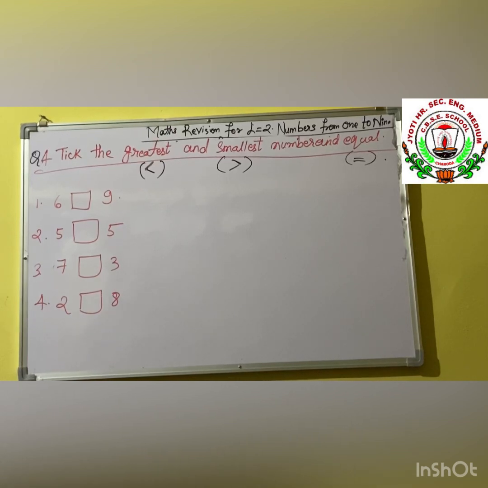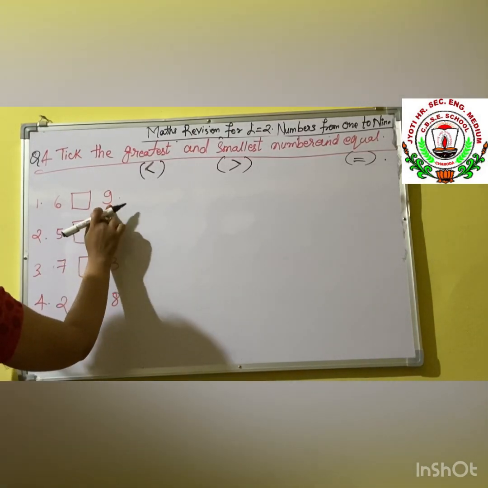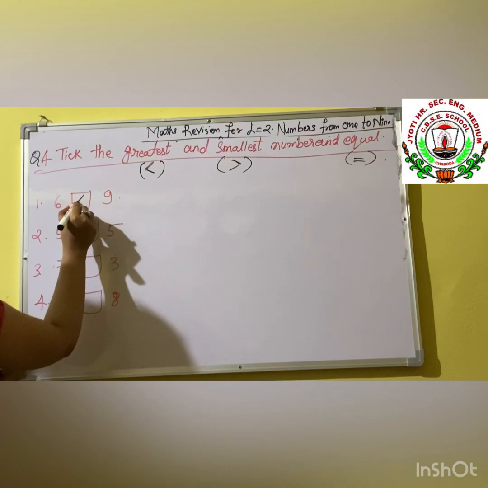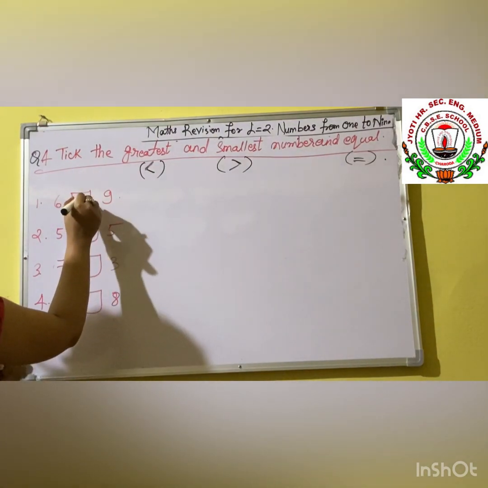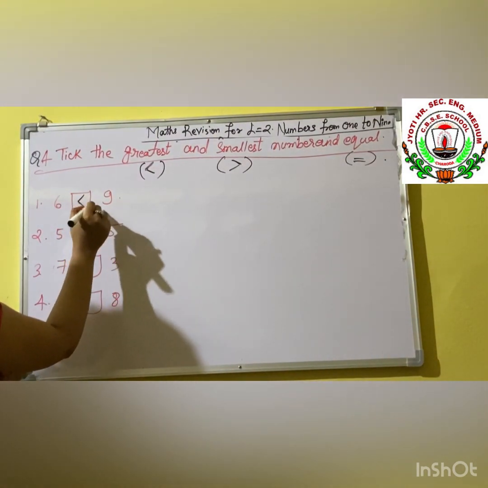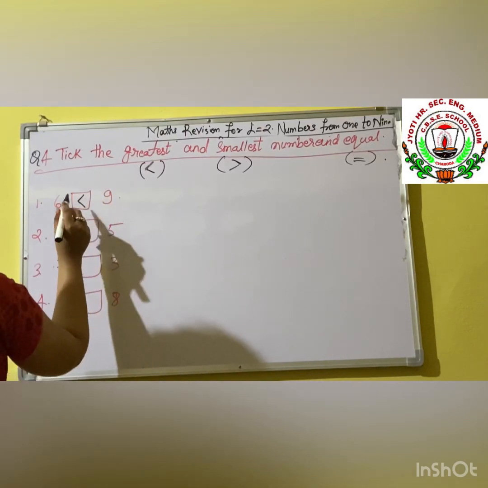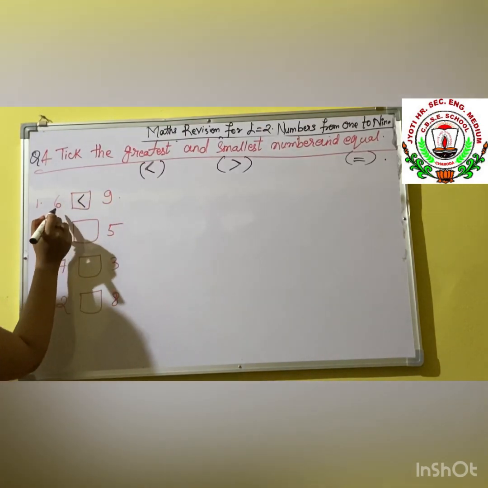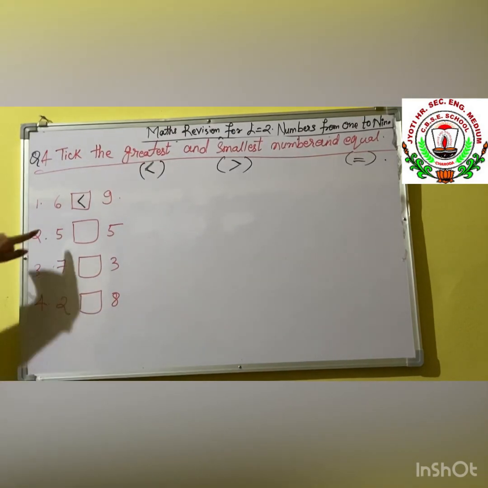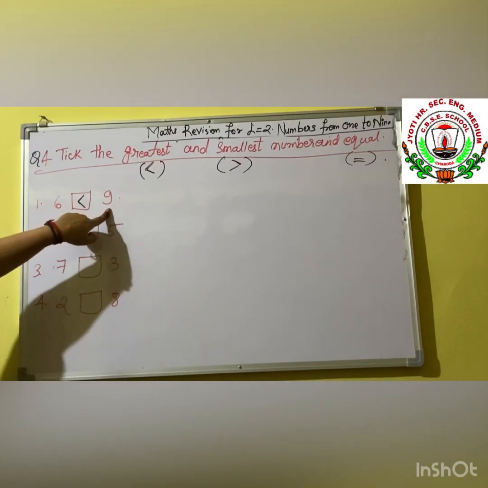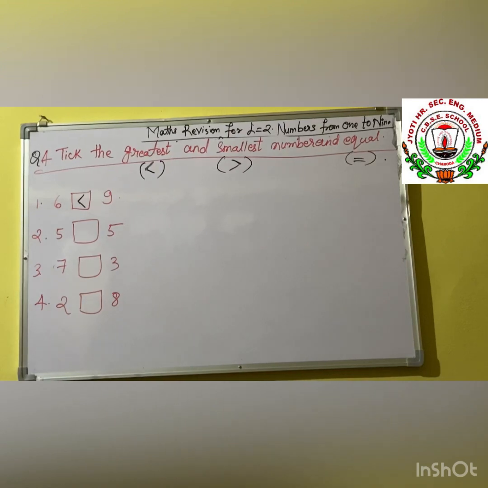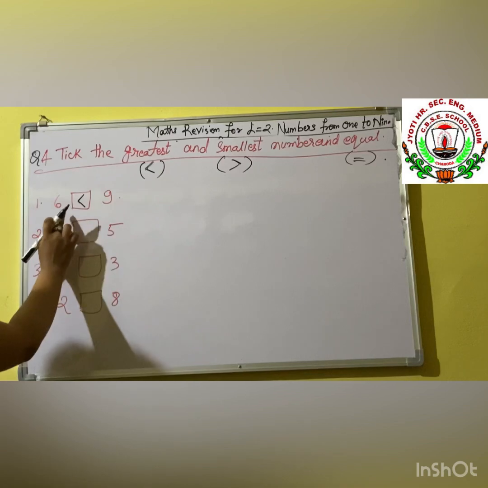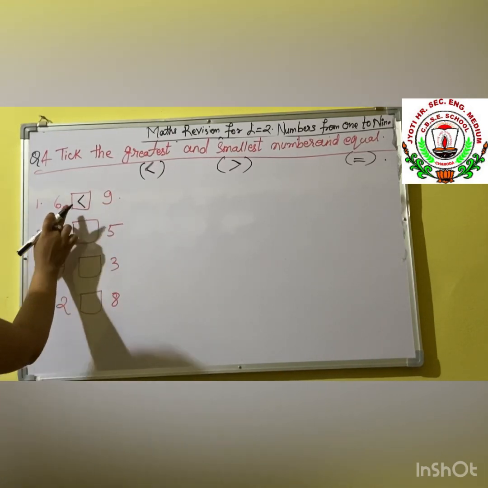You all are seeing that 6 is smaller than 9. So the greatest number is 9. So we will put this sign, greater sign, towards mouth will be open towards 9, and this mouth will be closed towards 6. 6 is smaller and 9 is greater. So here the sign of greatest will go towards 9 and smaller sign goes towards 6.